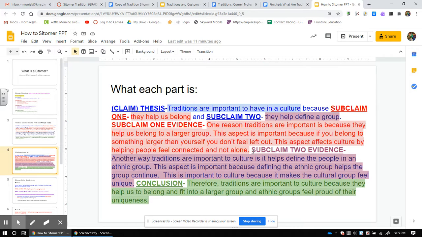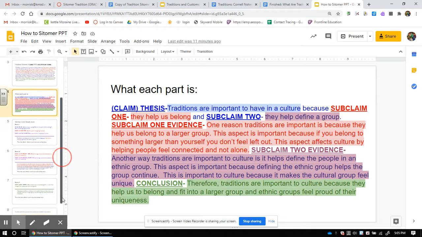And then why is this purple down here? Because this is the evidence to support my second reason. They help define a group. This is from slide 10 from my PowerPoint notes. Remember my summary? This is what it is. In my conclusion, therefore, traditions are important. Yep, this combines and summarizes my paragraph. My point is done.